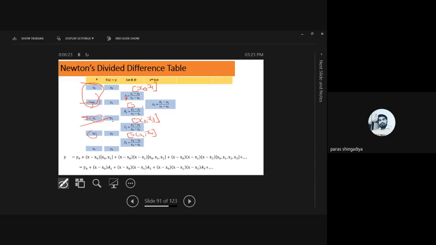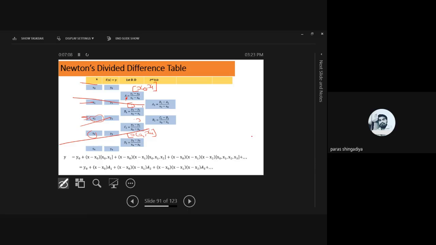So the answer of a2 is equal to b1 minus a1 divided by x2 minus x0. Then the next answer is called b2. The answer of b2 is equal to c1 minus b1 divided by x3 minus x1, because b1 and c1 are bound by x1 to x3. In which boundary of x are b1 and c1 defined? It is x1 to x3, so the denominator will be x3 minus x1.